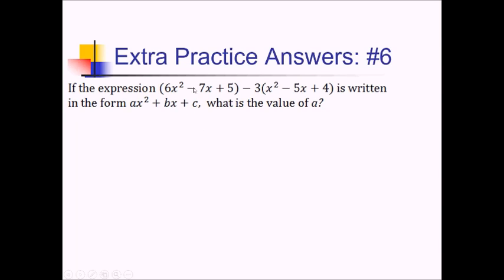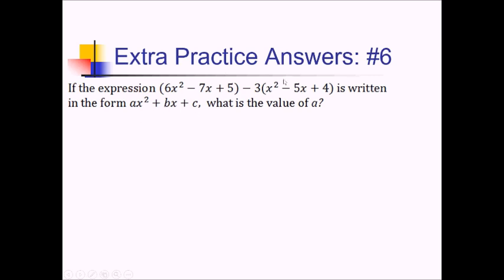For this problem, we have these two expressions here, 6x squared minus 7x plus 5 and all the rest of this, being written in ax squared plus bx plus c form, and they just want to know the value of a. So basically they're saying if you simplify this thing, what's the coefficient of x squared going to be?